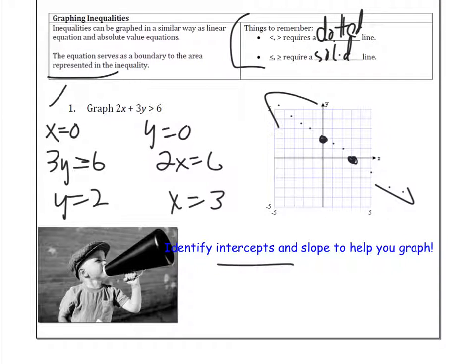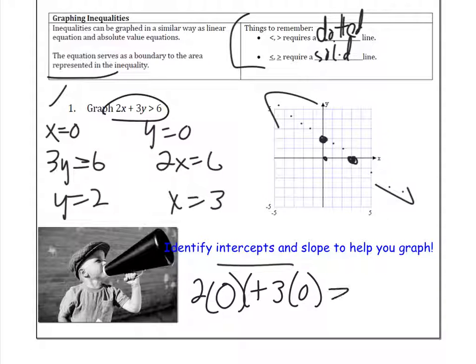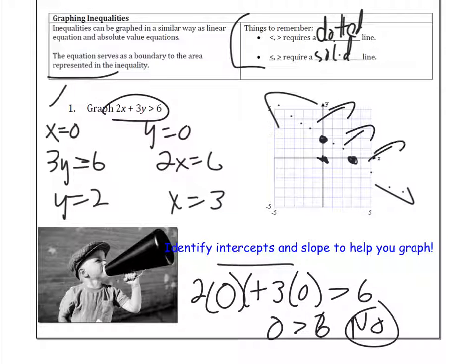And then what I'm going to do is test 0, 0. I like testing 0, 0 because it's an easy point to test. So if I have 2 times 0 plus 3 times 0 greater than 6, well, is 0 greater than 6? No. So 0, 0 doesn't work. The origin does not satisfy the condition, so I'm going to shade away like that. That's what that one's going to look like.